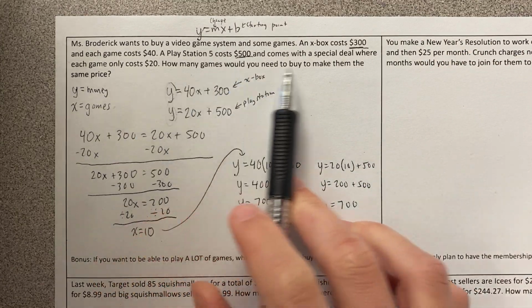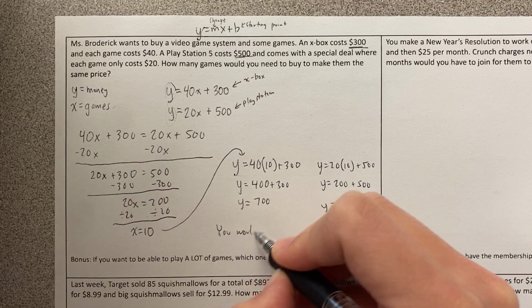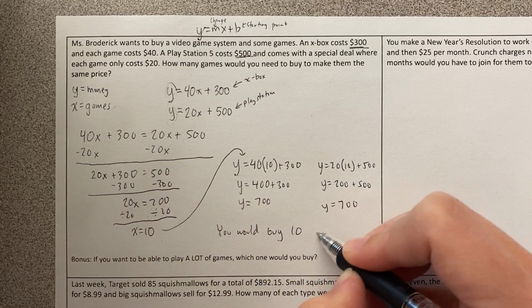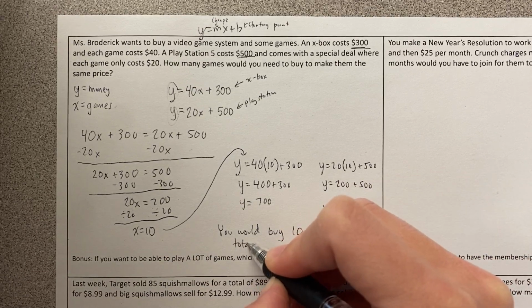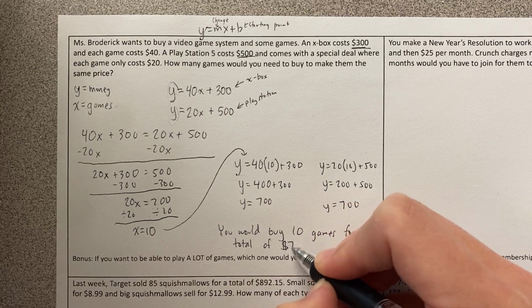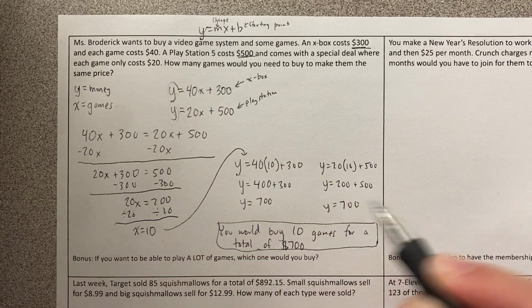So how many games would you need to buy to make them the same price? You would buy 10 games for a total of $700. Okay, that's my answer. Now, here's a little bonus.